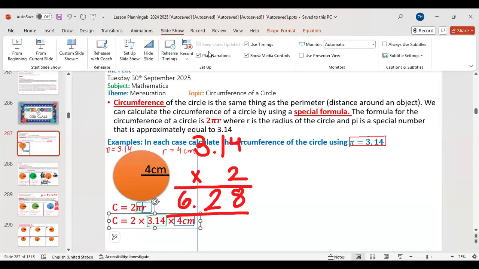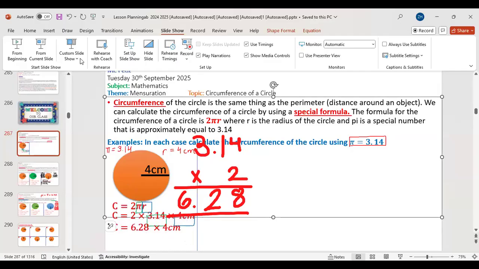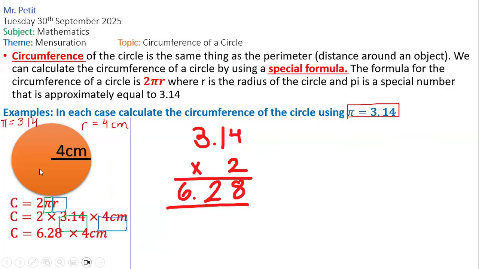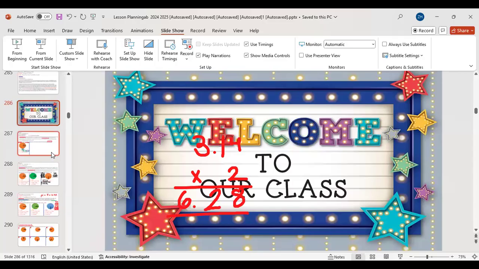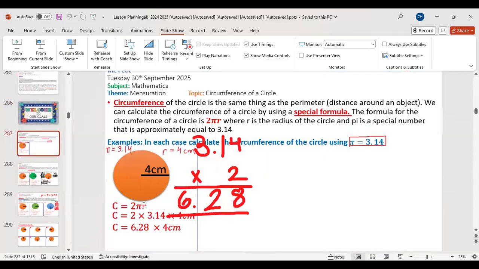So C is going to be equal to 6.28 multiplied by 4. So let's write that down. Let me put this up because I need more space. Okay, cool. So what do we have here? Let me go ahead and show y'all.